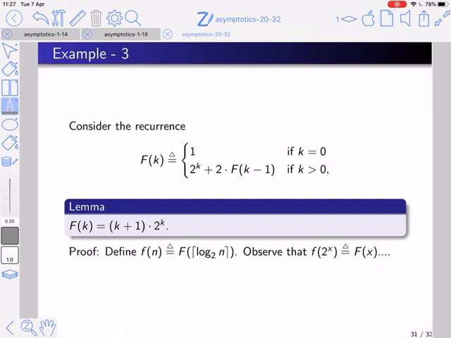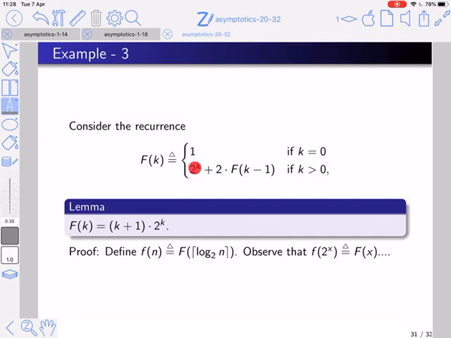Let's see a third example. Consider the following recurrence, big F of k. In the base case where k equals 0, it's 1. If k is greater than 0, we have a penalty of 2 to the k. The argument is k, the penalty is 2 to the k, and then we apply f of k minus 1 twice.